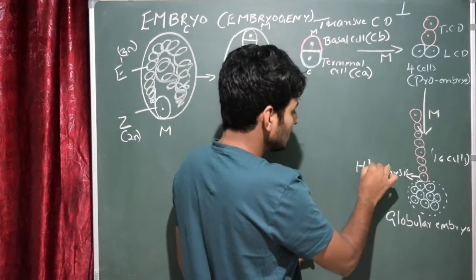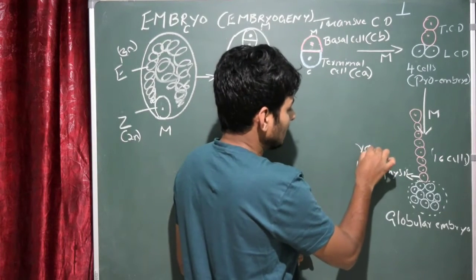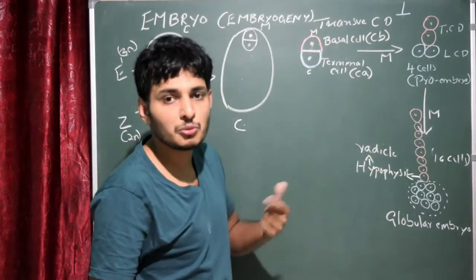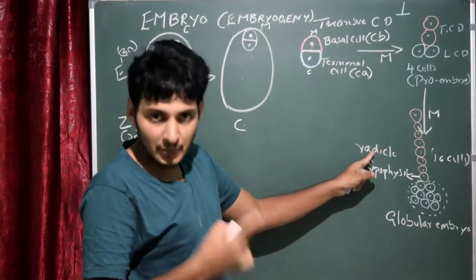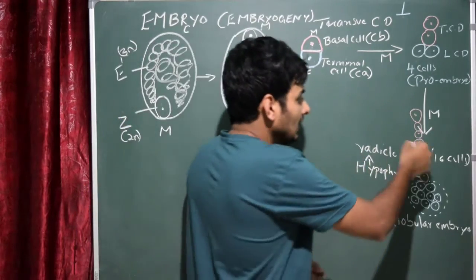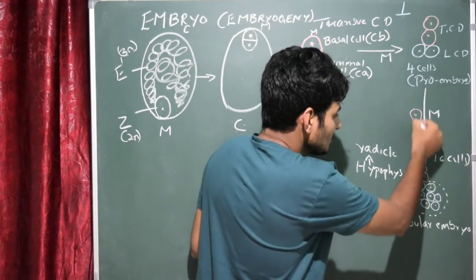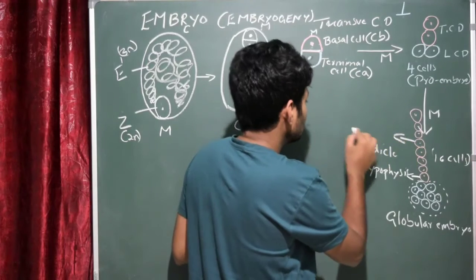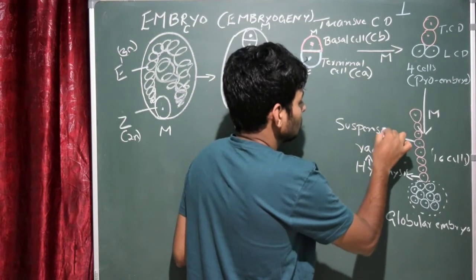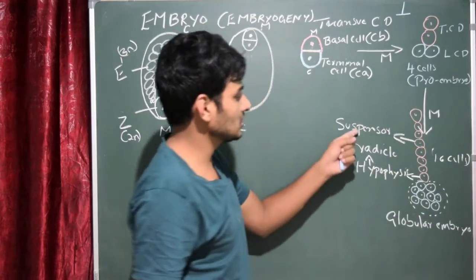In the future it's going to form the radicle. So what is radicle? Radicle means it is the tissue which produces the root tip. It's going to produce the root tip. And then you could see a chain of cells. These chain of cells are called the suspensor. You may get this as a diagrammatic question, so you have to label. So this is the suspensor.